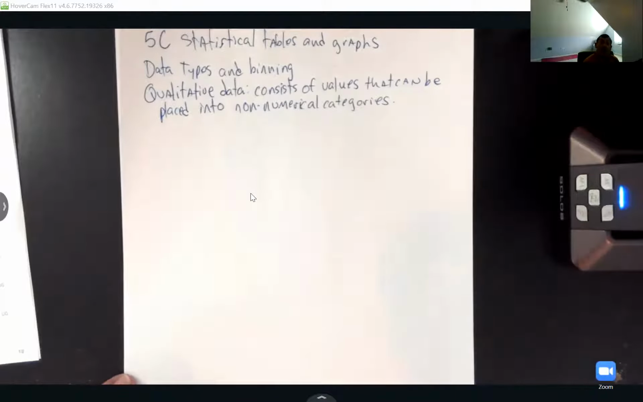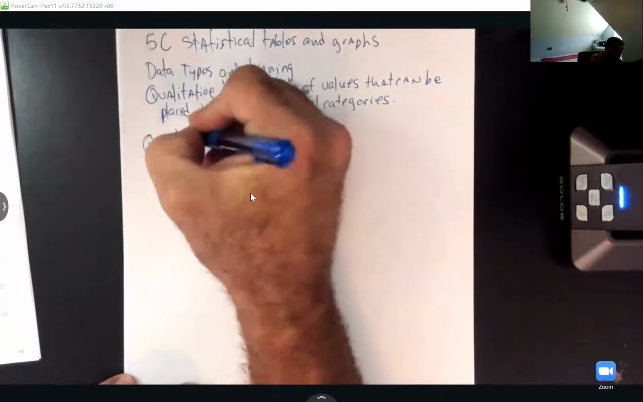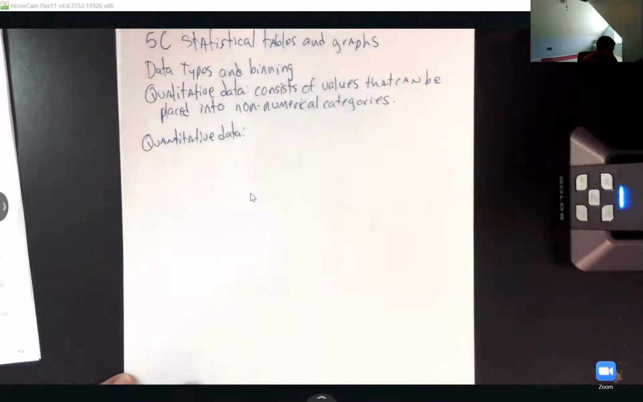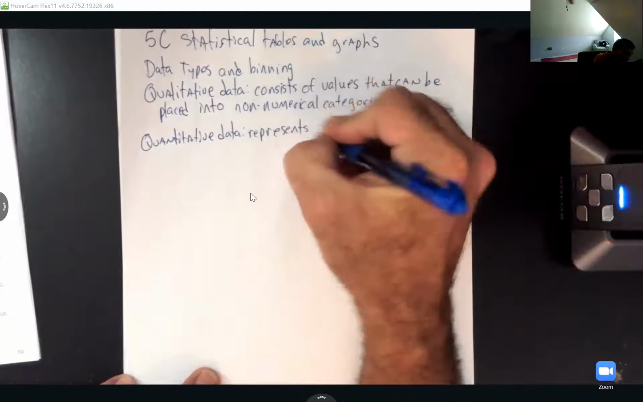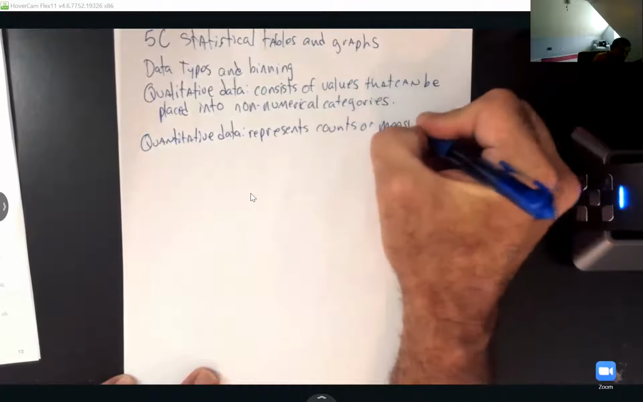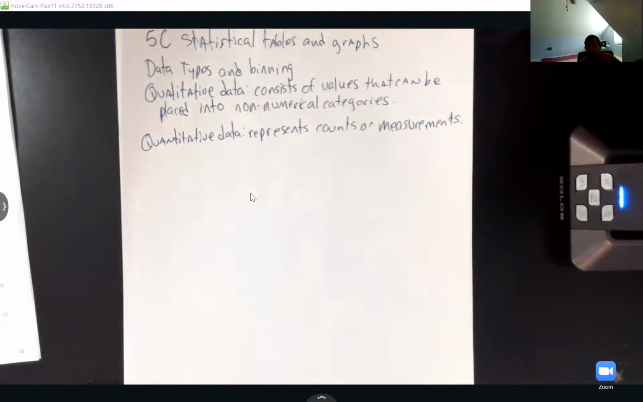Then you got what we call quantitative. Quantitative data represents counts or measurements. So that could be like test grades, height. Those are different things that are measurements.